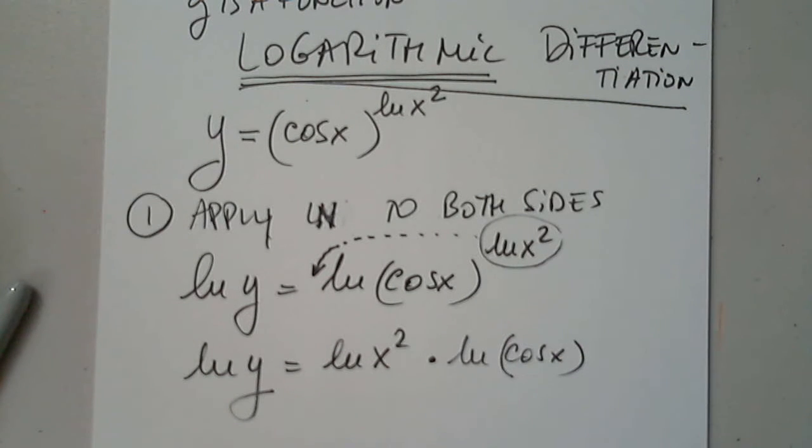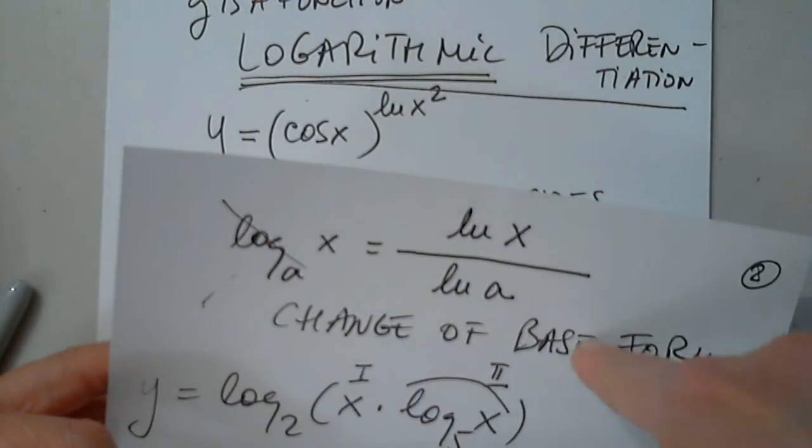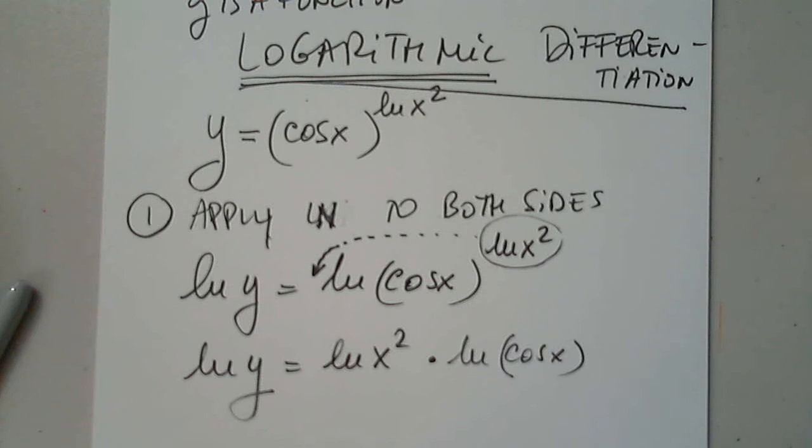Do we remember this property? Yes? No? Do you want me to refresh your memory on this property or write it again? Do you want me to refresh your memory on all properties of logs? The three properties? We already refreshed our memory on the change of base formula. Do you want me to refresh your memory on the other properties? Yes, please. Okay, so there are three properties.